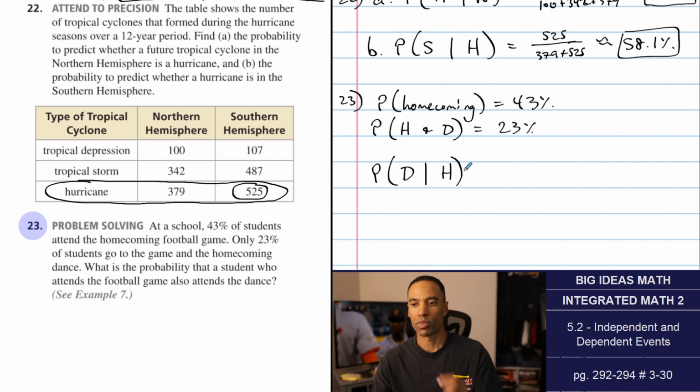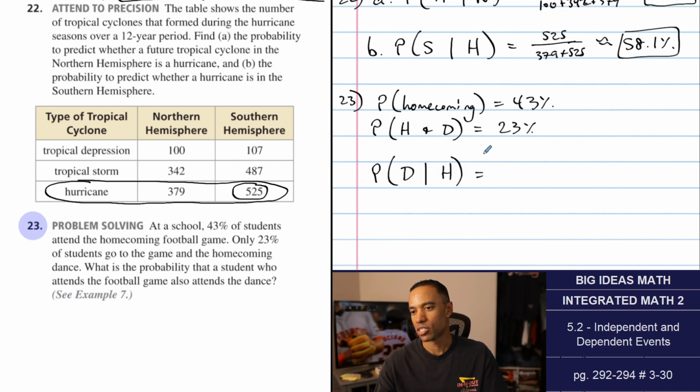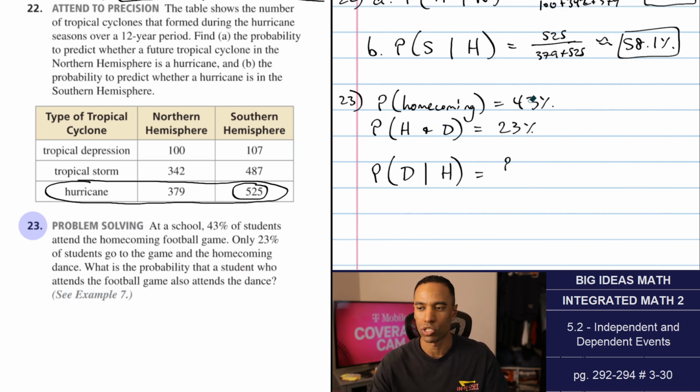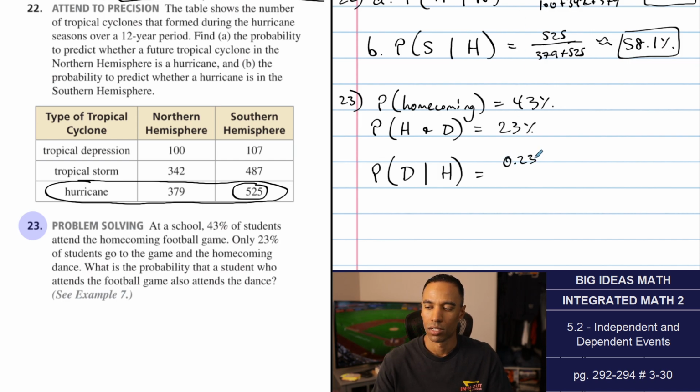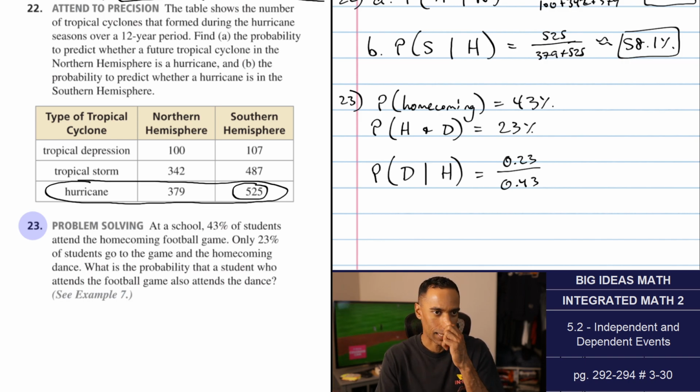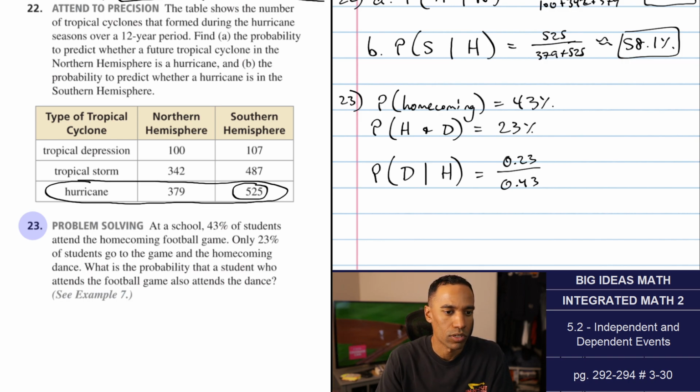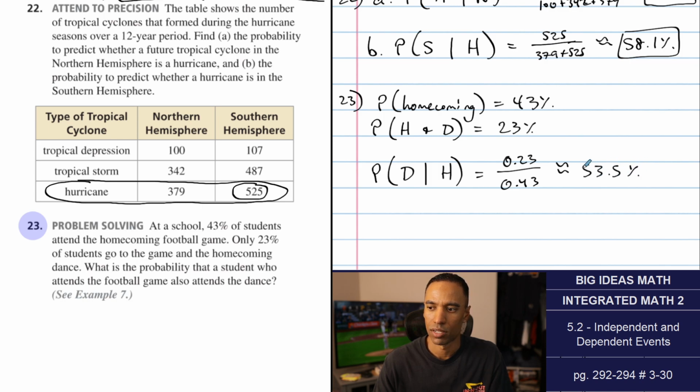Okay, so the scenario here is you take the probability of all that attended both and then divide by, so we're doing one divided by the other. We're going to do 0.23 divided by 0.43. 0.23, or 23%, divided by 43%, but 0.23 divided by 0.43 in that scenario. I'll explain why in a moment, but 0.23 divided by 0.43. So that's about 53.5%.